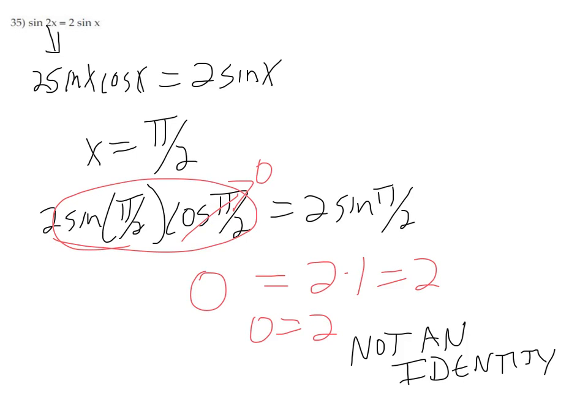Okay, moving on. By the way, you could have chosen any x value you wanted except for the values where cosine equals 1, because then it would look like it worked. But as long as it doesn't work at any one spot, it's not an identity.